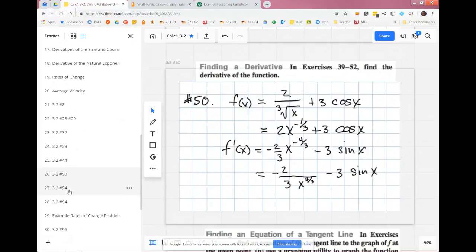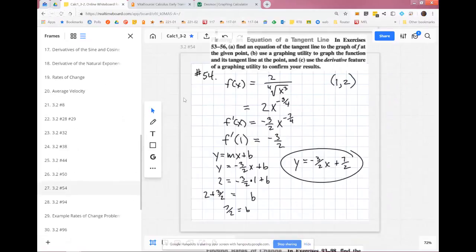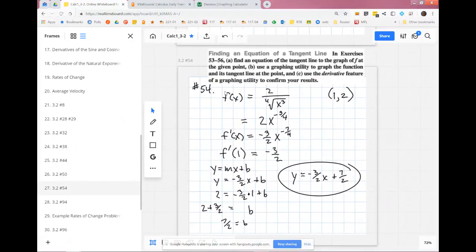Okay, now finally, here's where we're going to find the equation. So this is finally like the ones we did yesterday or today, but this time we're obviously going to use our shortcuts. Okay, so here's our function, 2 over the 4th root of x cubed. That can be rewritten as 2 times x to the negative, because it's in the denominator, negative 3/4, right? 3 is the power, 4 is the root.